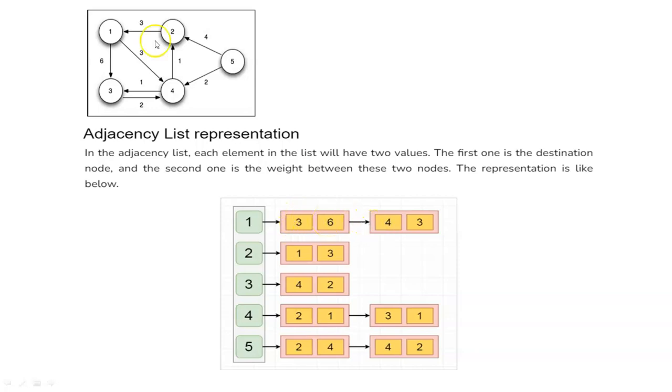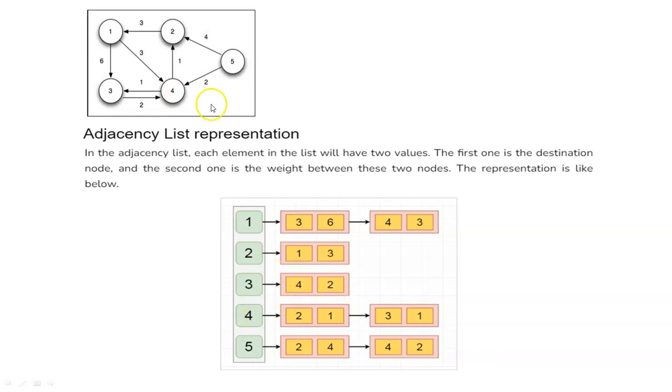The next one is from 1, you can travel to 4, with a weight of 3. So 4 and 3 have been represented. Considering vertex 2, from vertex 2 you can travel only to vertex 1, with a cost of 3. Each edge has a cost, so you can represent the cost here. The next one is vertex 3. From vertex 3 you can travel directly to 4, with a cost of 2.